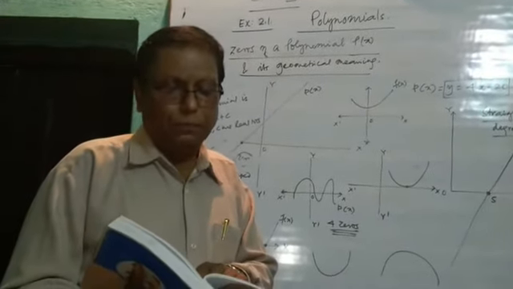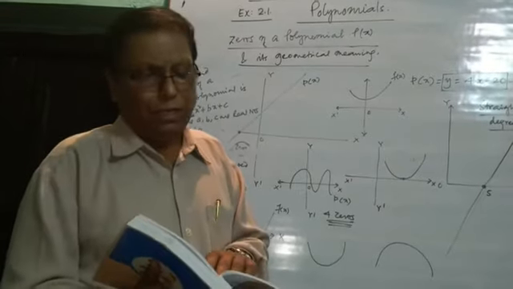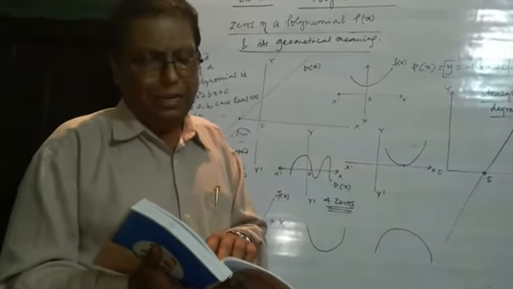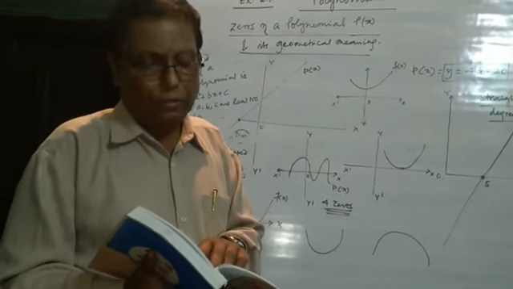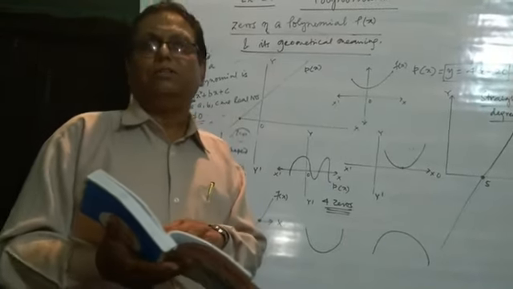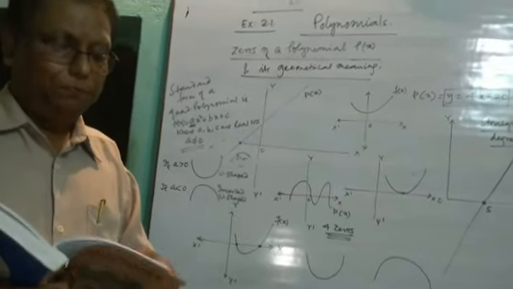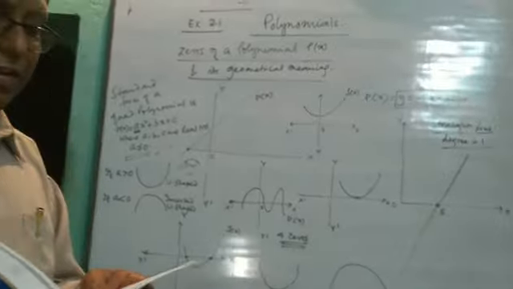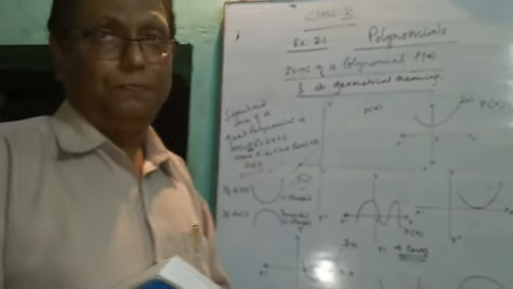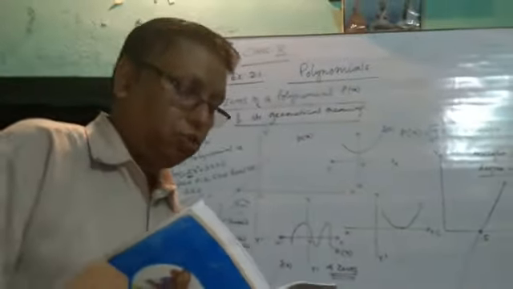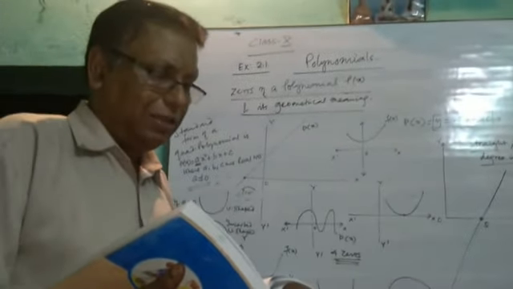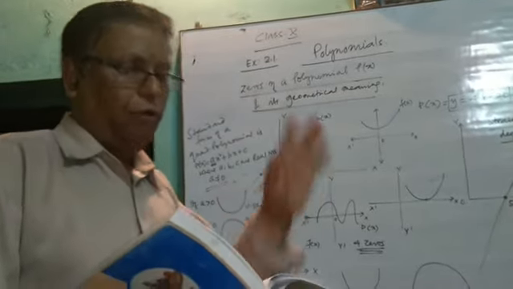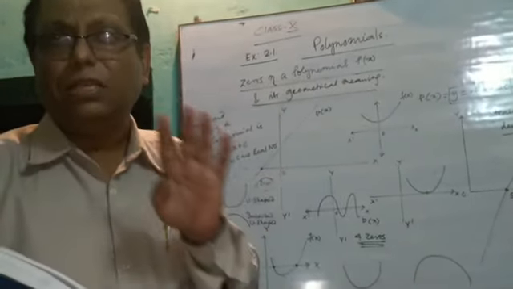In the third one, what about the third figure? In figure 3, the graph line is intersecting the x-axis at 3 points, 1, 2, 3 points. So how many zeros are there? 3 zeros are there. In the fourth one, the graph is intersecting the x-axis at 2 points, and so the number of zeros is 2. In the fifth figure, the graph line is intersecting the x-axis at 1, 2, 3, 4 points. So the number of zeros is 4.